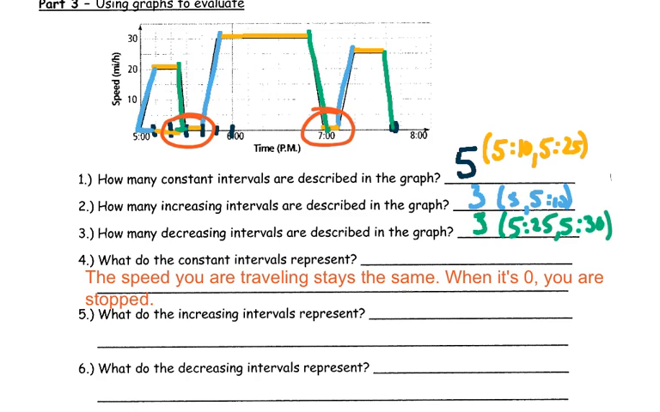Number 5 asks, what do the increasing intervals represent? So we're talking about the blue ones now. The increasing intervals mean you are speeding up or going faster at that time. So the increasing intervals represent when you go faster or are speeding up. And finally, the decreasing intervals, which in this case are the green ones, that is when you are slowing down.